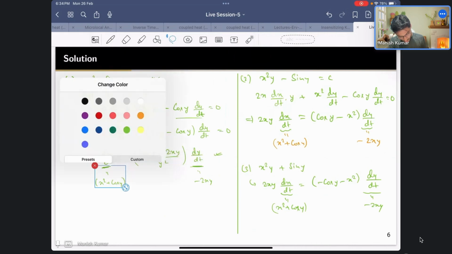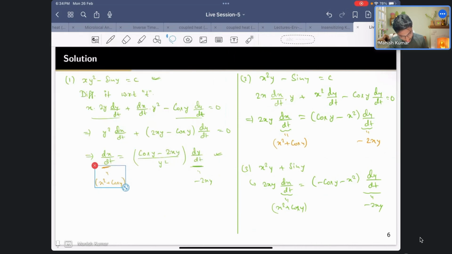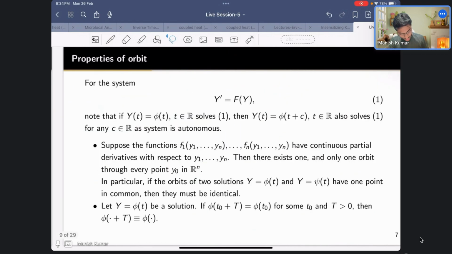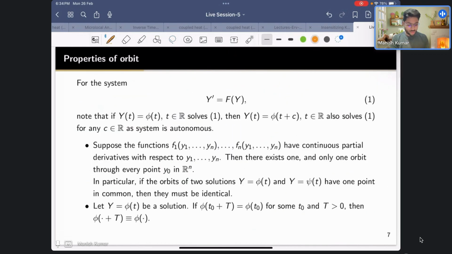Okay, so this was about the orbits. Now let us move further. So let us look at some properties of orbits. Suppose you have this system y prime equal to f of y, and suppose this y of t. So this is one remark.